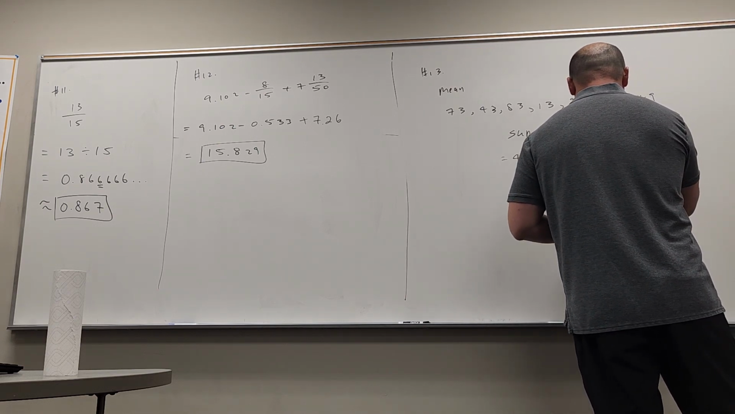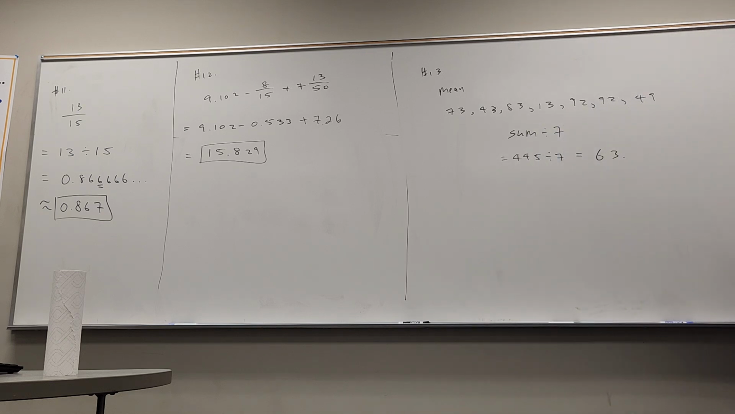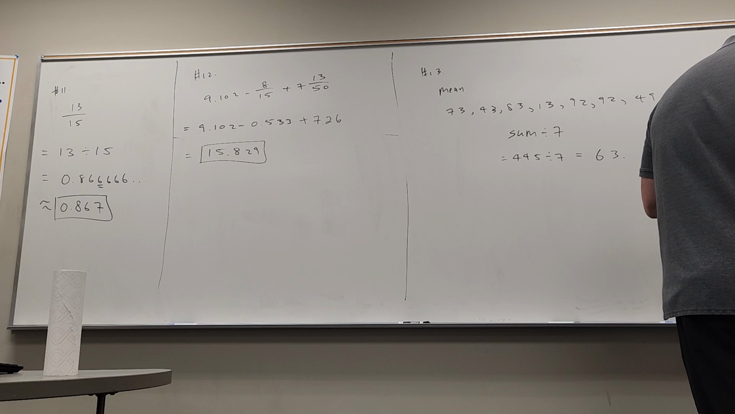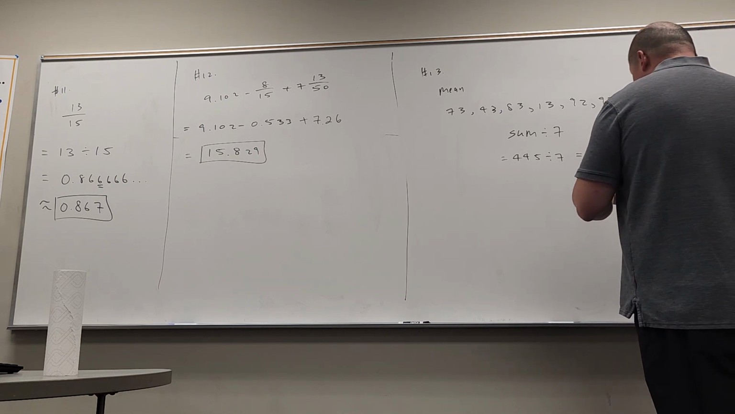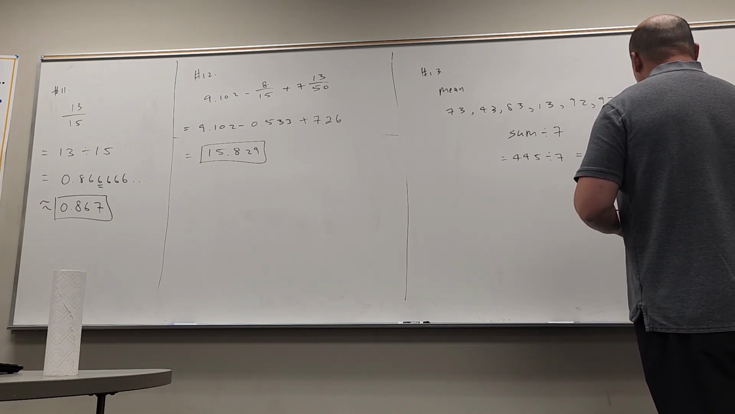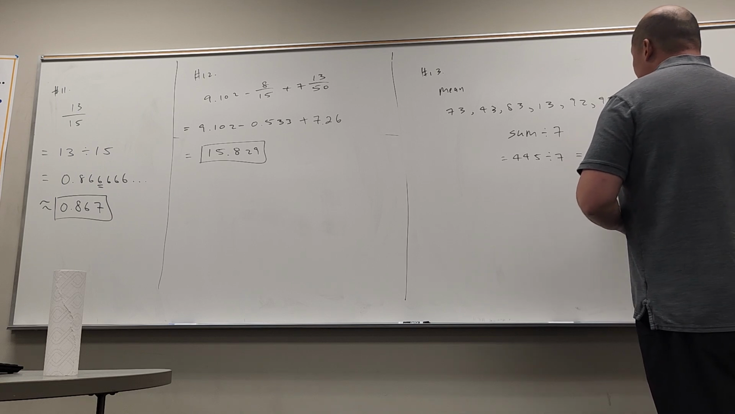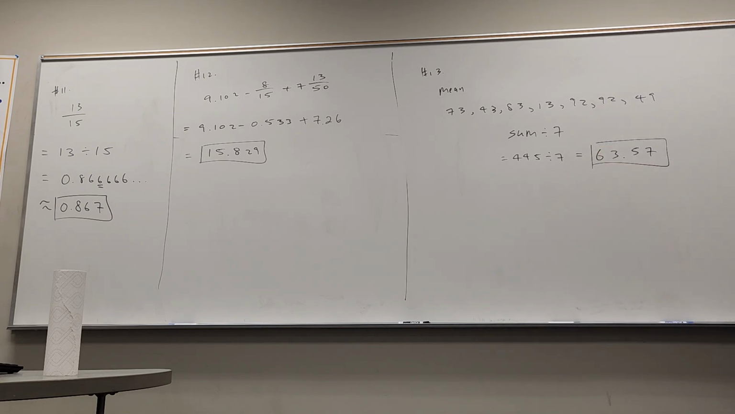63 point. Let me see. They want you to round to the nearest hundredth. So 2 decimal places, and that's 63.57. That's it. So that should be pretty easy. The only way you can get this wrong is when you add, you forgot to add certain numbers or typed the numbers wrong or something. So double check the answer for this one.